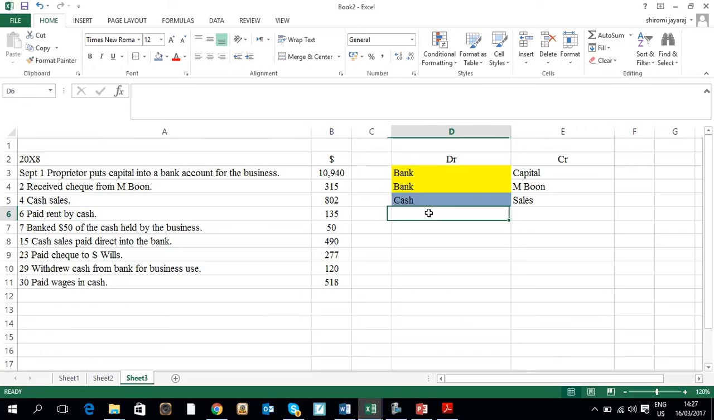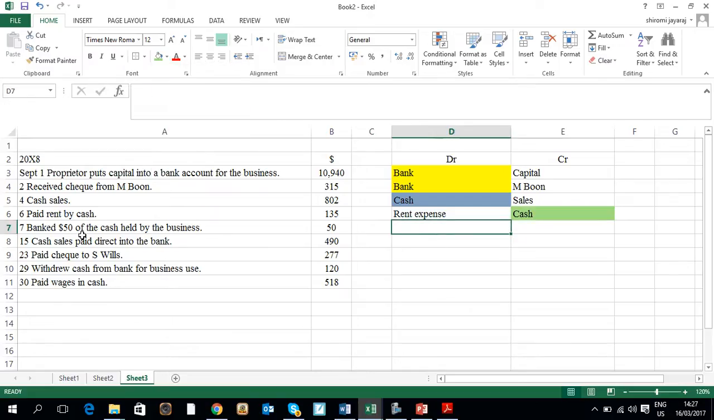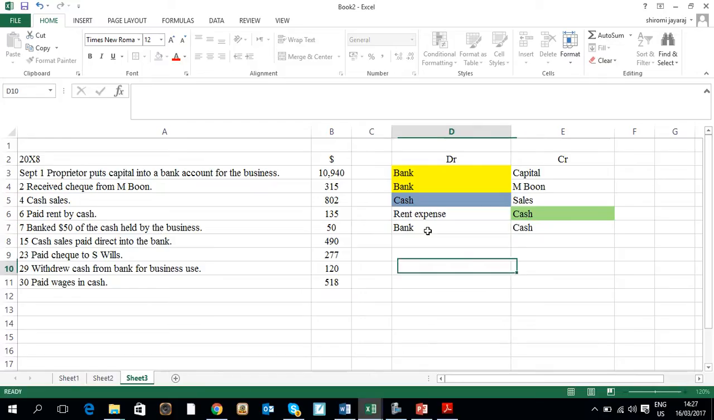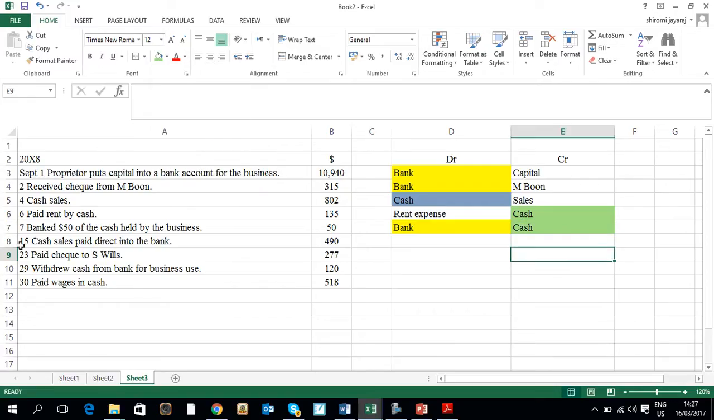Paid rent by cash. You're making a payment for rent. So rent expense debit and it's by cash, therefore cash credit. And this goes to the cash book on the credit side of the cash column. Bank 50 of the cash held by the business. Bank balance will increase, the cash balance will reduce. The bank debit and cash credit, in the cash book, in the cash column.